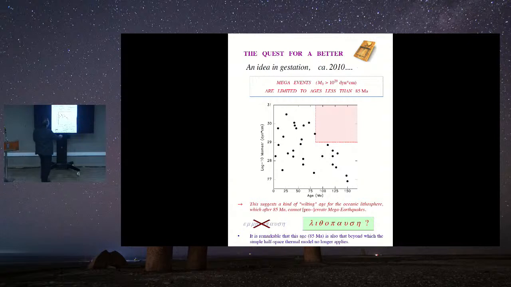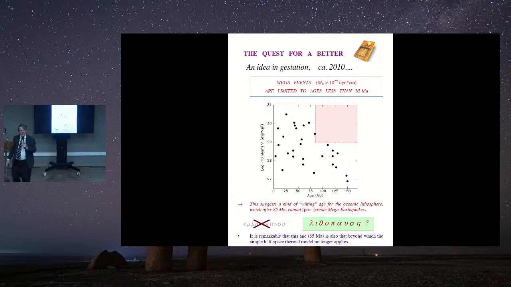You try to find a better mousetrap here, and one of the things I tried to do was to get rid of the rate of subduction, and consider only the age of the plate which was subducting. And you have a box here which is empty. This is great. If you take old material, you don't find big earthquakes. So here we have something.